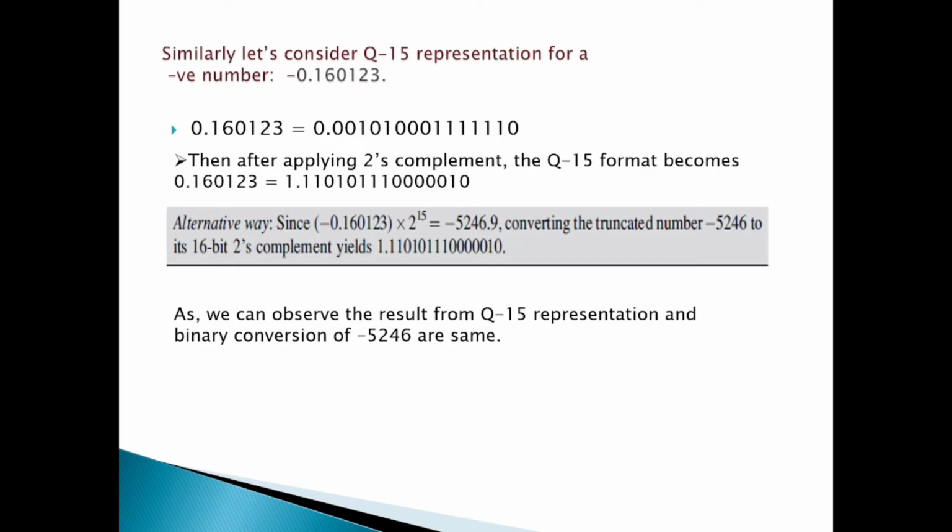0.0010100111110. Then after applying 2's complement, the Q15 format becomes 1.1101111000010. We can perform this in an alternative way. Minus 0.160123 into 2 power 15 gives minus 5246.9. We can truncate this to minus 5246 and find its 16-bit 2's complement, which is given as 1.110101110000010, which is same as the previous result.